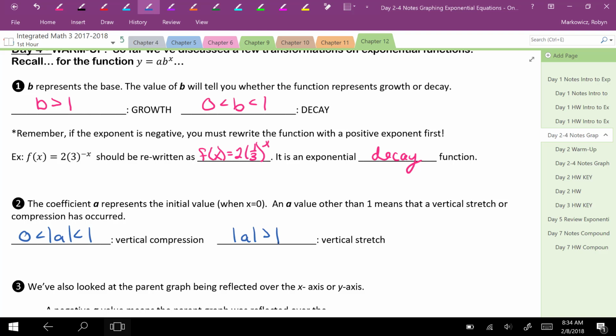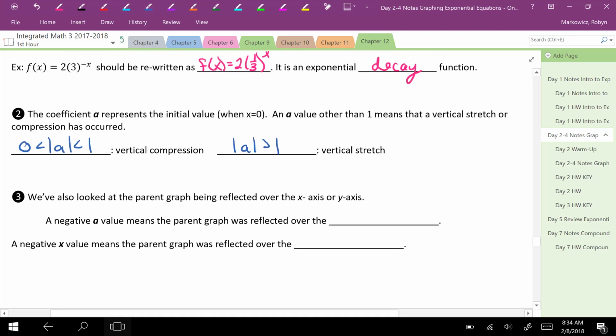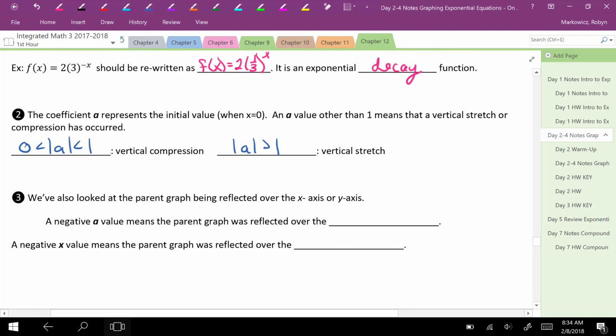Questions on A and B values? Do you remember doing these yesterday? All week? Okay, we've also looked at the parent graph being reflected over the x or y axis. A negative A value means which axis are we reflecting over, x or y? X. And a negative x value, a negative exponent, means we reflect over the y axis. Good.